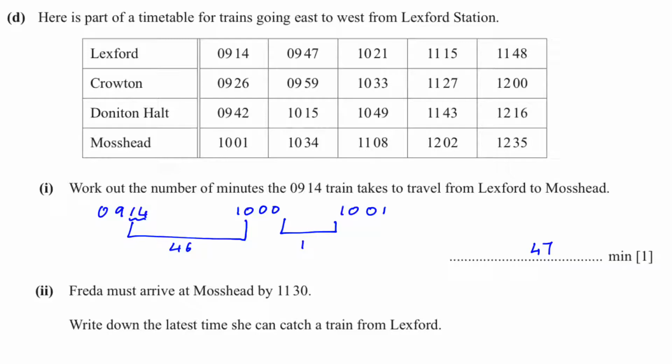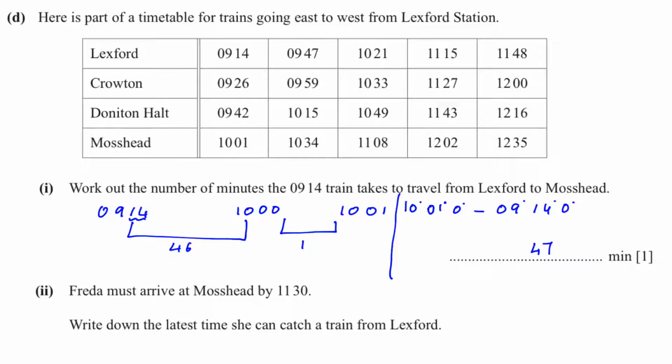There is this button on the calculator which you can press. So 10:01 minus 09:14, and you will get the answer 47 minutes.